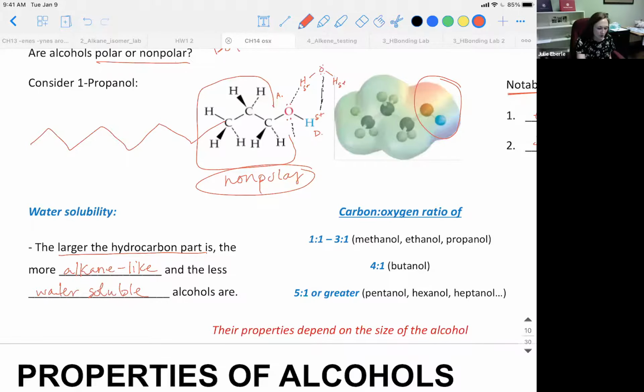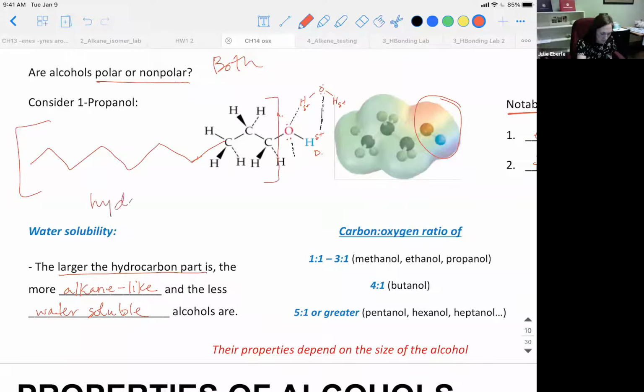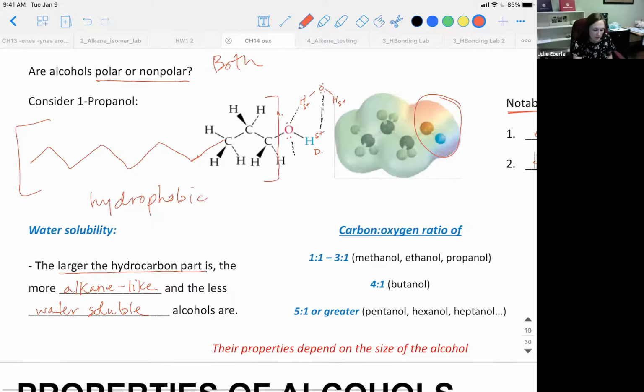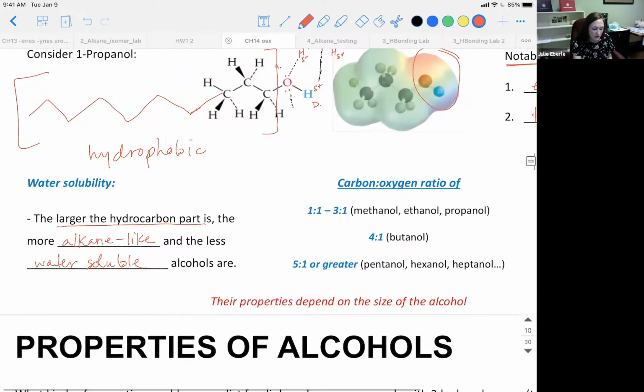We call hydrocarbon portions of molecules, this part that I said was nonpolar, this would all be hydrophobic, okay? Things that are nonpolar, if they're hydrocarbons, they're hydrophobic. And y'all know what that means, hydrophobic and hydrophilic. Hydrophobic is water-fearing, hydrophilic is water-loving, all right? So the longer the hydrocarbon part is, the more alkane-like and the less water-soluble the alcohols are.